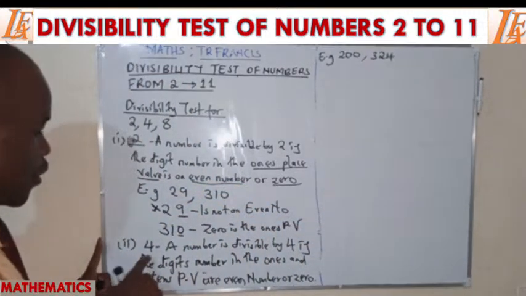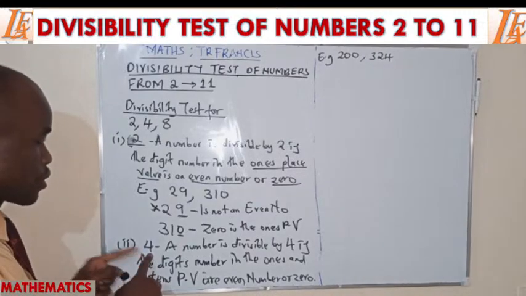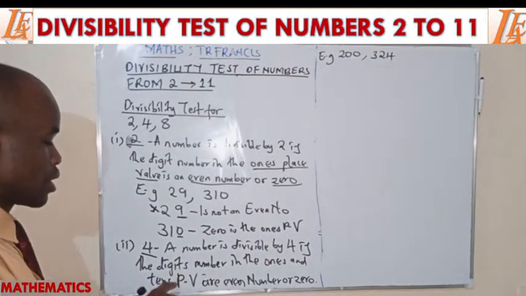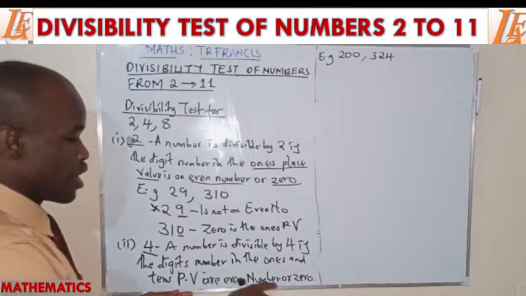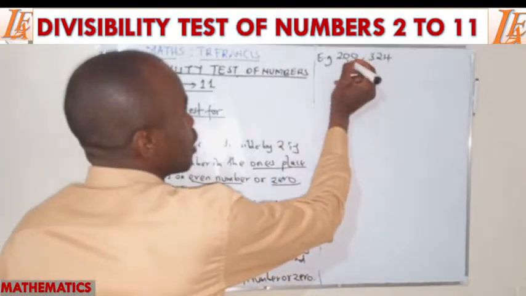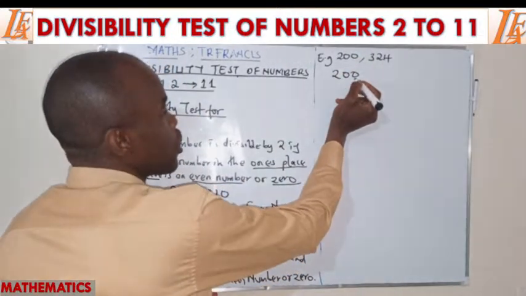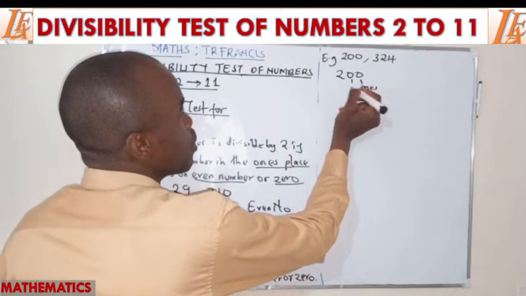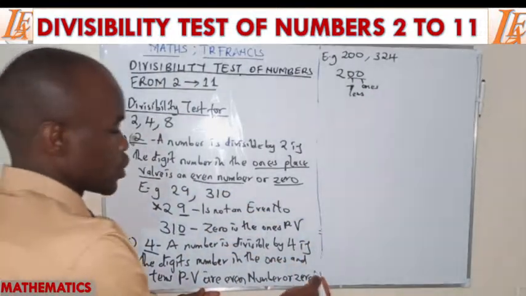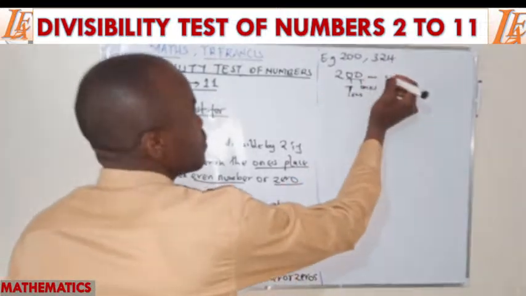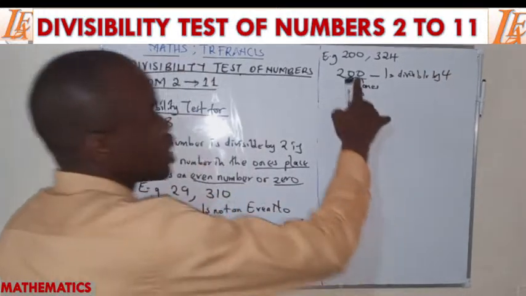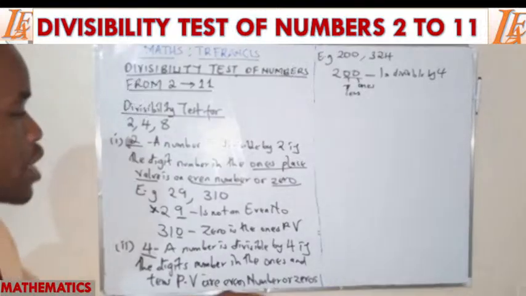We look now at the number 4. The divisibility test for 4 is: a number is divisible by 4 if the digits in the ones place and the tens place value are even numbers or 0, or form a multiple of 4. So we look at 200 in the ones and the tens place value. We find 2 zeros. So this number is divisible by 4, because in the ones and the tens place value we find zeros.